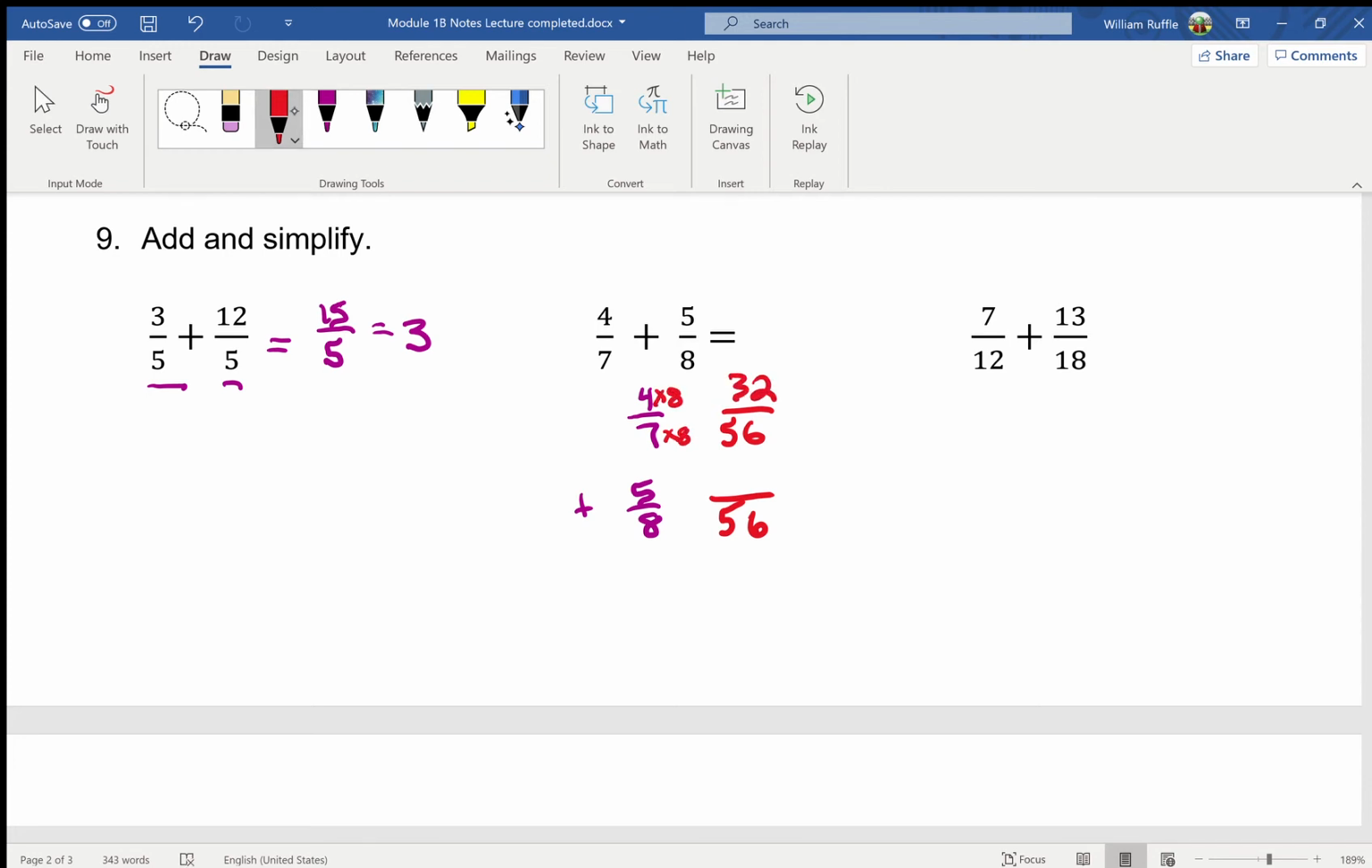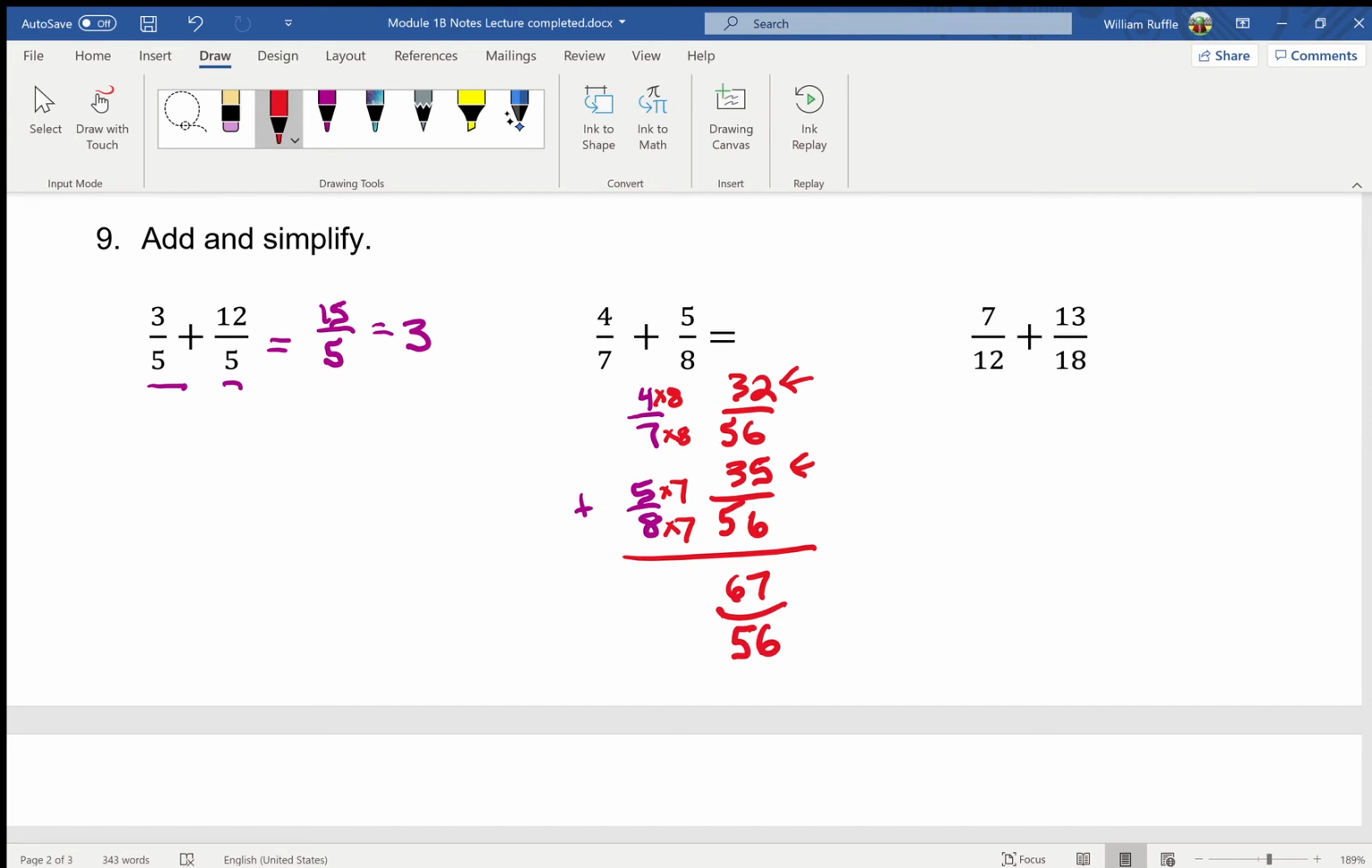And then 8 times what is 56? So I got to multiply top and bottom by 7, and I get 35. So now I have the same denominator of 56 here. So I have to add up my numerators only. 32 plus 35 is 67, and the denominator stays the same.